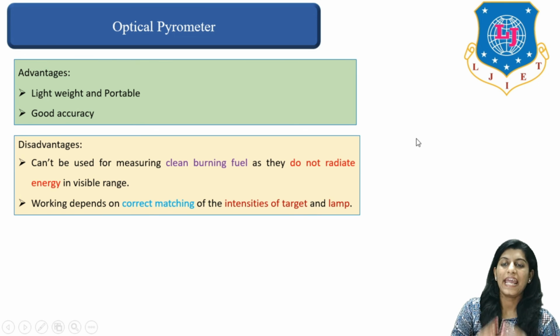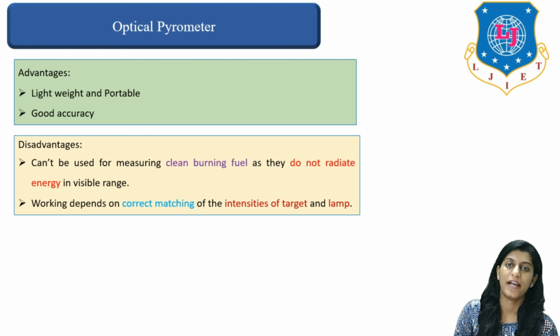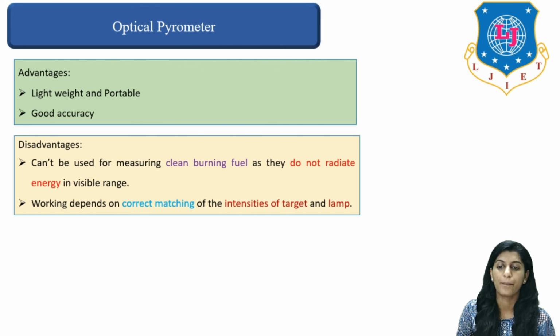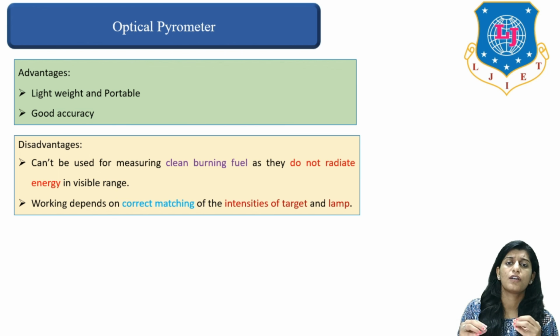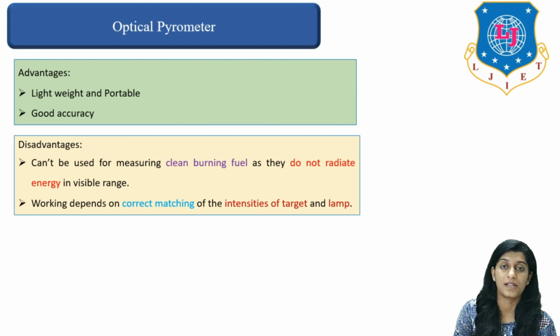Now let us see the advantages and limitations or disadvantages of the optical pyrometer. The first advantage is that it is lightweight and portable. It is very light and compact, so it is very easy to carry. The second and foremost important advantage of using an optical pyrometer is its accuracy. It is very good and accurate in giving results.